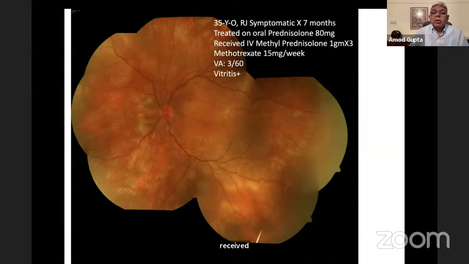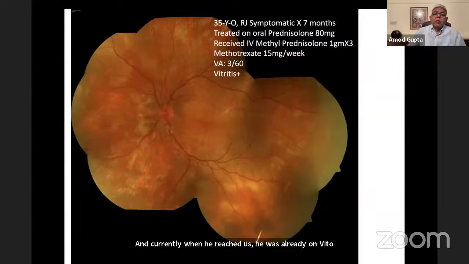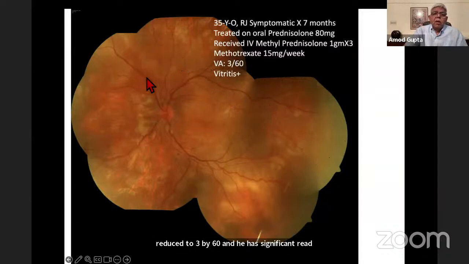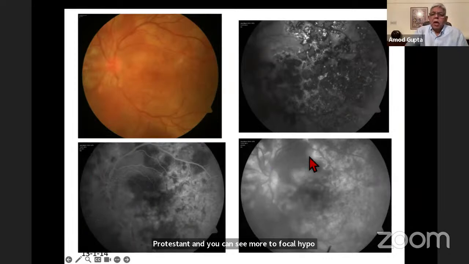And currently, when he reached us, he was already on methotrexate, 15 milligram per week. His visual acuity was reduced to 3/60, and he had significant vitritis. As you can see here, he has extensive healed as well as active patches of multifocal serpiginous-like choroiditis. We confirmed this with autofluorescence, showing hyperautofluorescent areas. On fluorescein angiography, you can see multifocal hypofluorescent areas all over, which become intensely hyperfluorescent in late frames, indicating the disease was very much active.